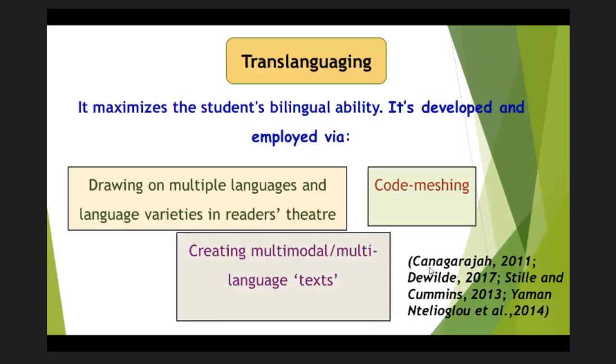In distinction between the two models, in submersion, there is one language that goes after or under the others, while in translanguaging, we use several languages in an integrated way. This is the distinction between the two terms for the first discussion. And I will move to the second one.